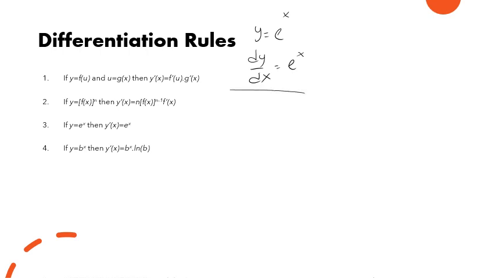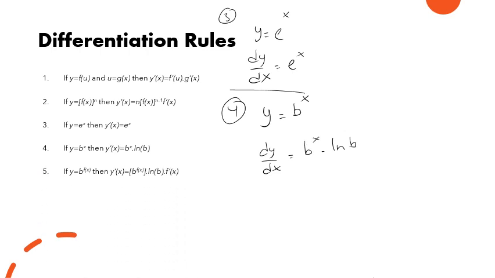And then for the fourth, if y is a constant a to the power of function x, then the first derivative will be b^x ln b. Okay, so do memorize these things.